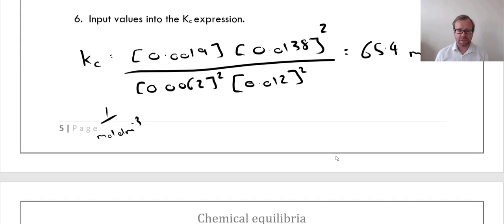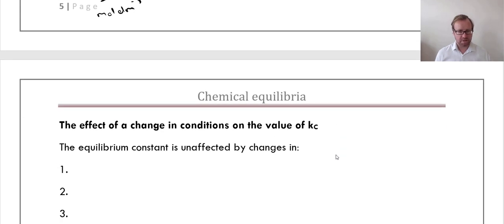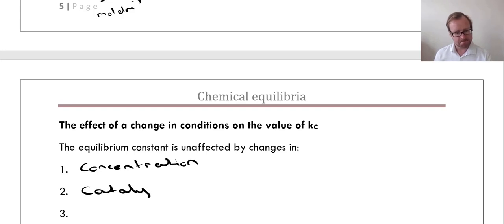Our last part of Kc is the effect of a change in conditions on the value of Kc. The equilibrium constant is unaffected by concentration, adding a catalyst, and pressure.